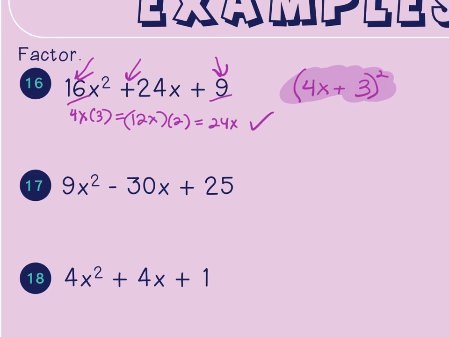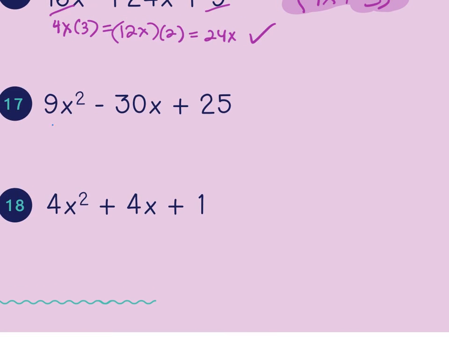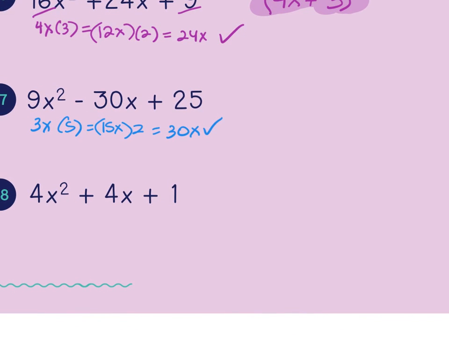All right, 17. Test it out. Square root the first one. Square root the last one. That's 15x. Double it. 30x. It is a perfect square trinomial. So we square root the first term. Square root the last term. Take the sign from the middle. Put it in parentheses and square it.